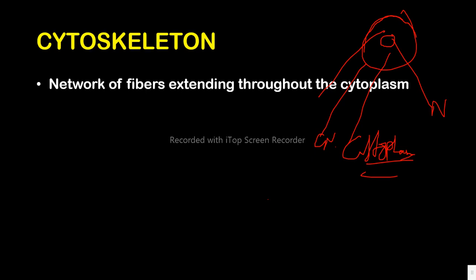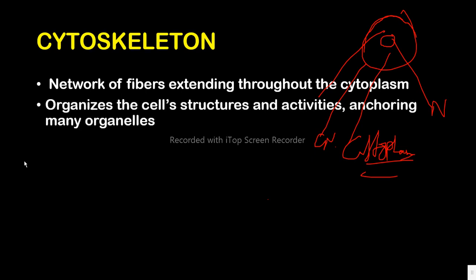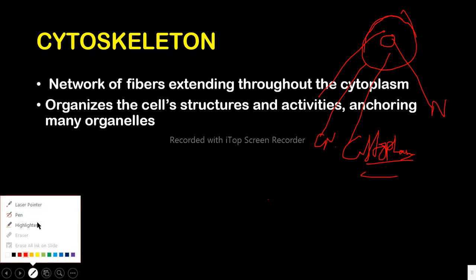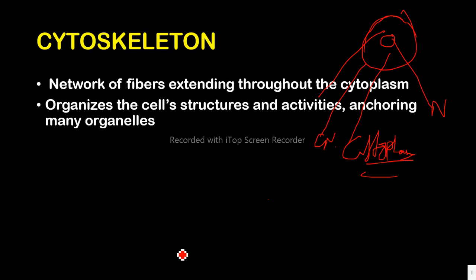And it is that complex network which maintains the overall structure of a cell. It organizes the cell structures and activities, anchoring many organelles in the cytoplasm. So they are not just suspended in space. They have points of attachment. They have where to attach from. Okay? And so these many fibers within the cytoplasm are the ones that contribute to the cytoskeleton. And they occur in three types.